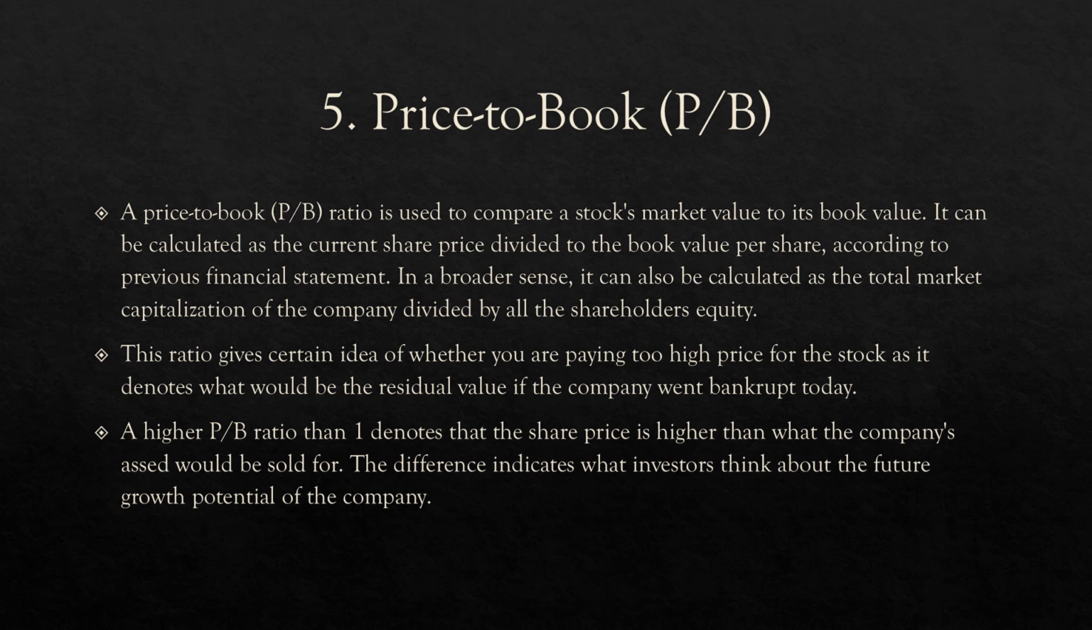This ratio gives certain ideas of whether you are paying too high a price for the stock, as it notes what would be the residual value if the company went bankrupt today. A higher PB ratio, higher than 1, denotes that the share price is higher than what the company's assets would be sold for. The difference indicates what investors think about the future growth of the company.